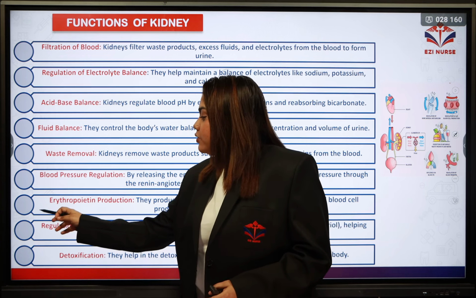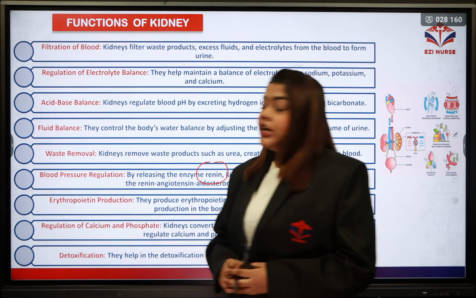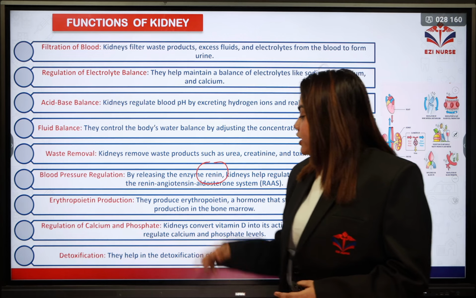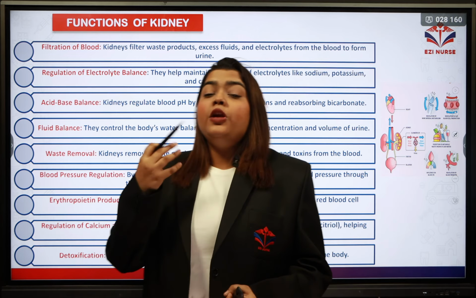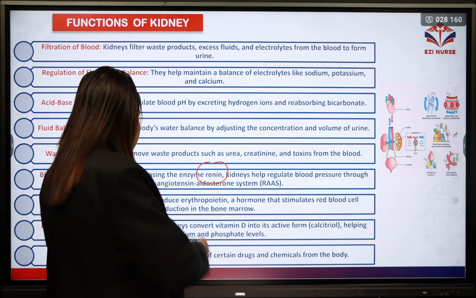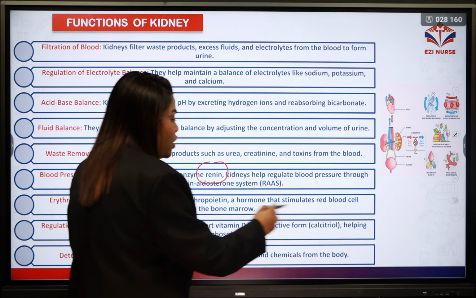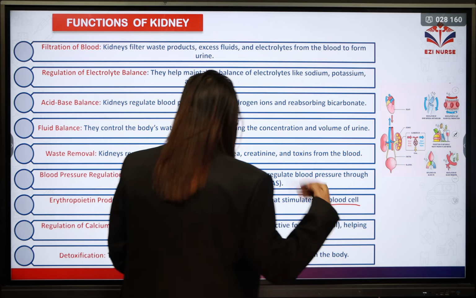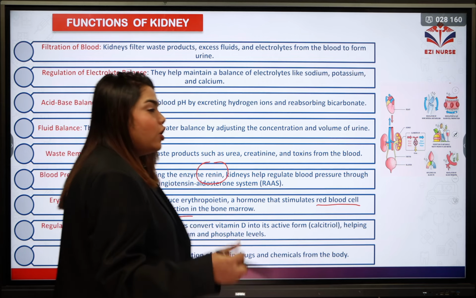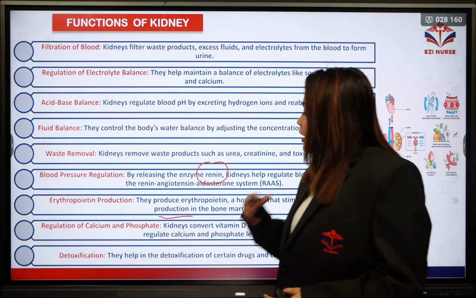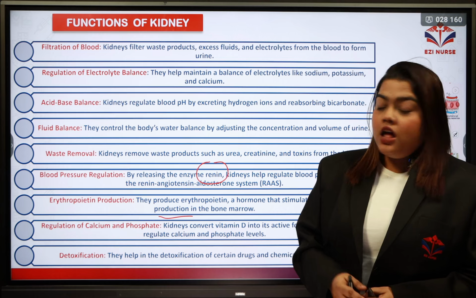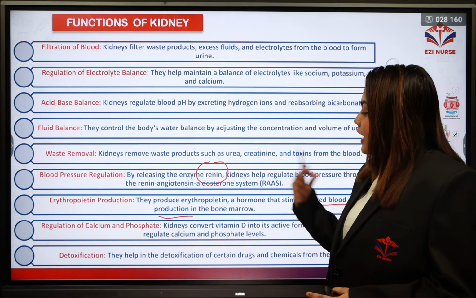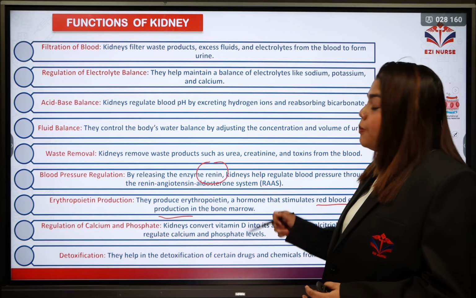Then the next function is erythropoietin production. Now what is erythropoietin? This helps to reproduce the blood cells. Erythropoietin is a hormone that stimulates red blood cell production. It is not produced by the bone marrow, but it helps to increase the production of blood cells by stimulating the bone marrow.